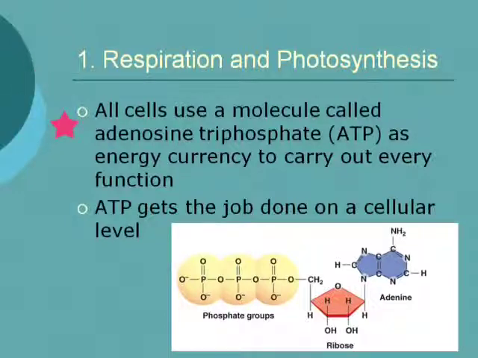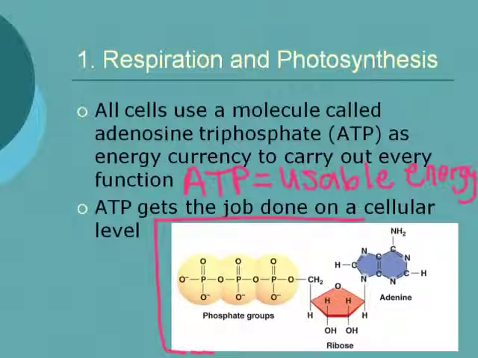All cells use a molecule called ATP. This is important to know. We call it adenosine triphosphate, and it is the energy currency to carry out every function in every cell. It is important to note that ATP is the usable energy in all cells. ATP gets the job done on a cellular basis.